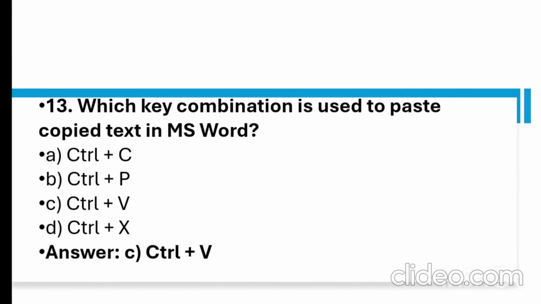Question number 13. Which key combination is used to paste copied text in MS Word? Options are A. Control plus C, B. Control plus P, C. Control plus V, or D. Control plus X. So the correct answer is C. Control plus V.